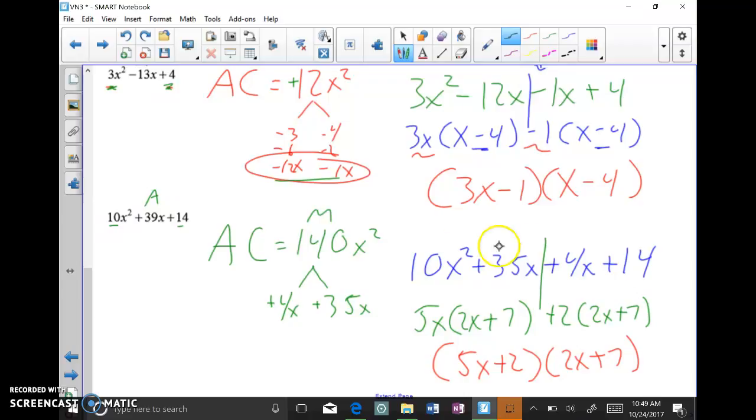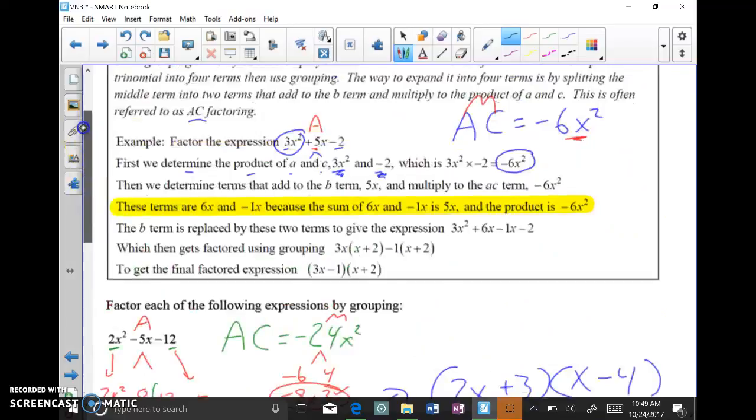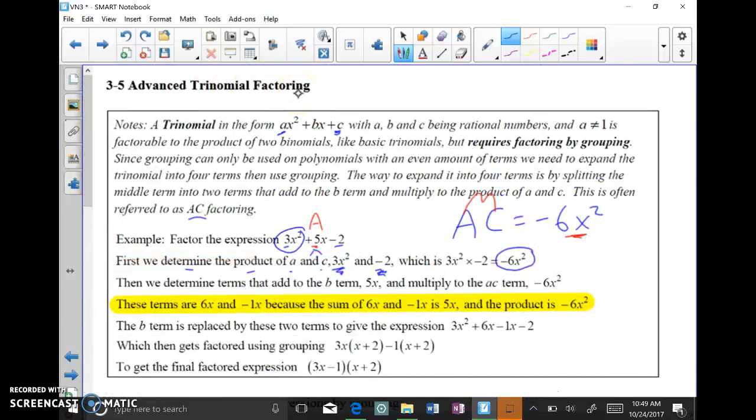And if you ever want to check it, just go the other way. What I mean by that is this has all been a form of division. Well, I could distribute this, I could multiply it back together, and I should get my original problem. So that's how you could always check these problems, by multiplying them out to see if they get the original thing. All right, that's it. That is the advanced trinomial factoring, the most complicated factoring you're going to see this year in Algebra 1.